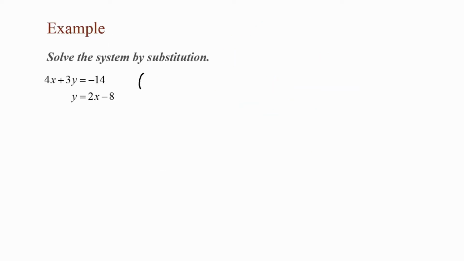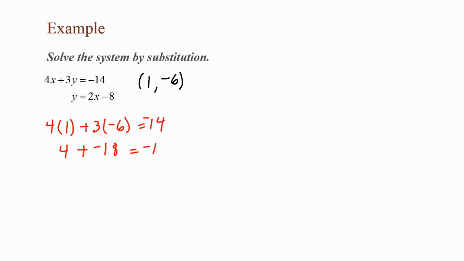It's always a good idea to check your work. So for my first equation, 4x plus 3y equals negative 14, I'm going to replace x with 1 and y with negative 6. So I have 4 times 1 plus 3 times negative 6. 4 times 1 is 4. 3 times negative 6 is negative 18. 4 plus a negative 18 is negative 14, which equals negative 14. So it works for the first equation.